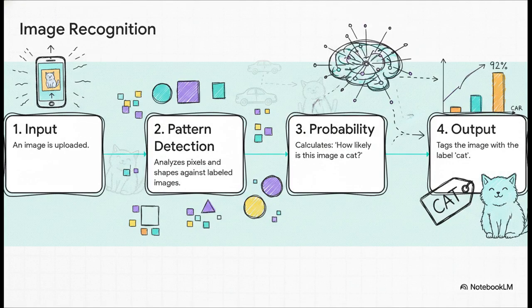And this very same process works for images too. You upload a photo, there's your input. The AI breaks it down into raw data, pixels, shapes, textures, and it compares those patterns to the millions and millions of labeled photos it was trained on. Based on that huge comparison, it calculates a probability. Given the pointy ears and the whiskers, there's a 92% chance this is a cat. And the output is just the most likely label, cat.